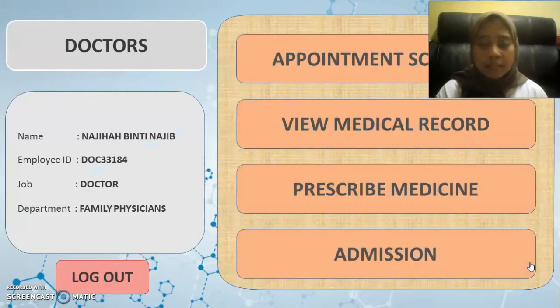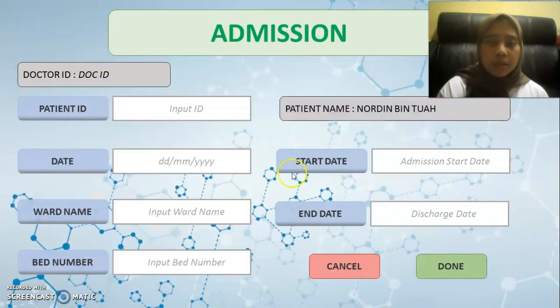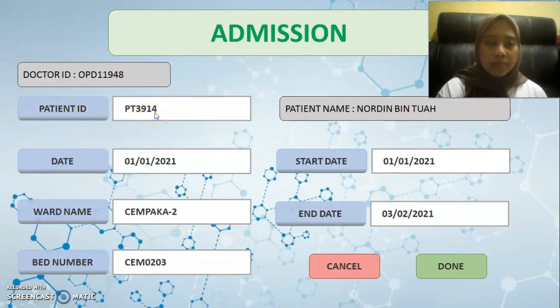And the last one is admission. For admission, after the doctor gives the treatment for the patient and the patient needs to be admitted, here is the form for the doctor to fill in for this patient, Northern Bentua. Now we put the patient ID here. Here is the patient ID for Northern Bentua, 503914.